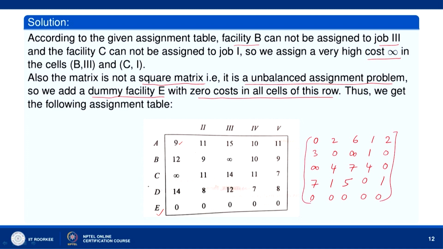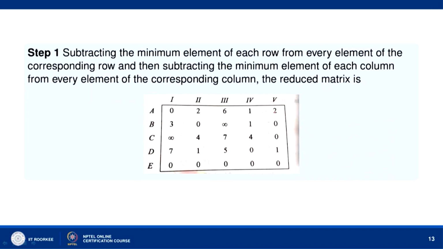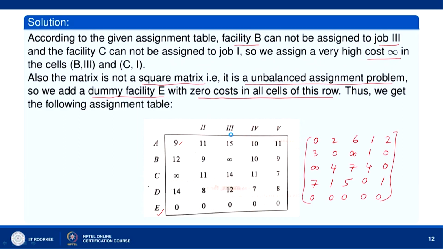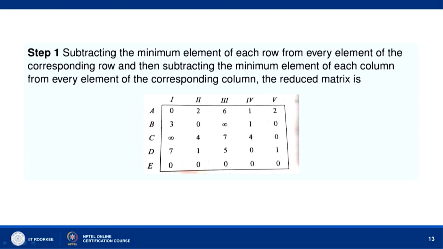Okay. So, we get the reduced matrix as 0 2 6 1 2, 3 0 infinity 1 0, infinity 4 7 4 0, 7 1 5 0 1, and then the last row is 0 0 0 0 0. Okay. So, this is our reduced matrix. Okay. Now, we begin with row 1.